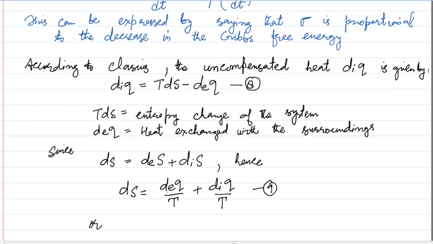Or we can simplify this relation by multiplying throughout by T. So we will multiply with T here. It will be T and it will be T. So this and this will go, this and this will go, and you get a final equation which is TdS will be simply equal to d_eQ plus d_iQ. So this is equation 10.